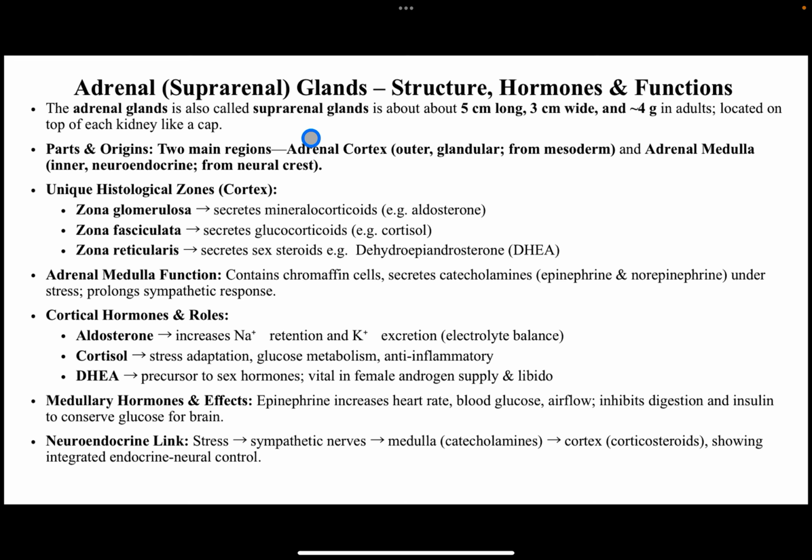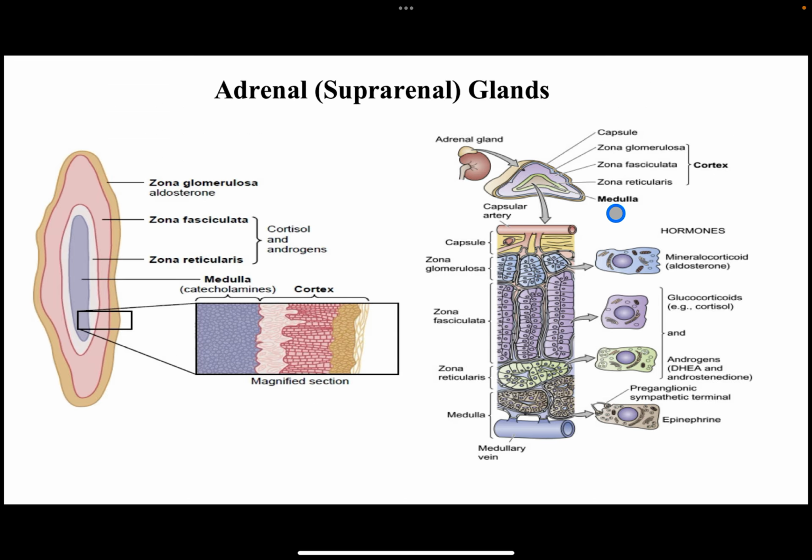The reason is because these glands are actually located on top of each kidney like a cap. Look at it. So this is the kidney. You see the adrenal gland located on top of the kidney like a cap. We have two adrenal glands because we have two kidneys. So on top of each of the kidneys, we have the adrenal glands. They are located on top of each kidney like a cap. So that is the adrenal gland or suprarenal gland.